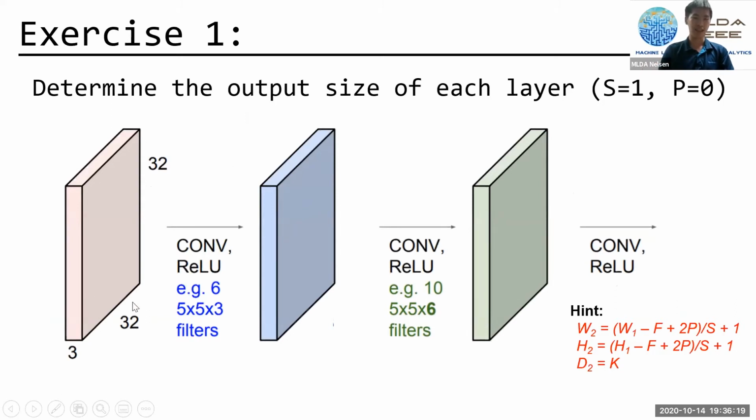The width and the height are 32 and the channel is 3. And as you can see here, the filter size is actually 5 times 5 times 3. This 3 here you will see from this 3. As you can see, the C, or the channel, for the input image and the kernel is the same.